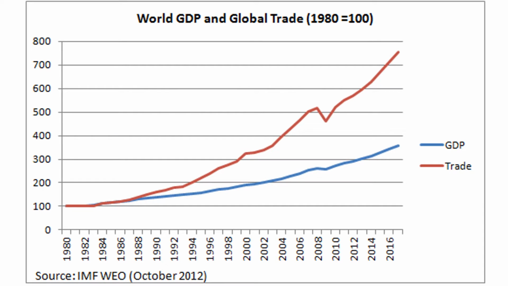This chart here shows us the increase of GDP around the world and the increase in the value of trade around the world. And both are presented as an index with the base year of 1980. And what we can see is that by 2016, while global output has gone up nearly 3.5 times from what it was in 1980, the amount of stuff being traded around the world has gone up by nearly 7.5 times. So there's been a real rapid increase in trade around the world, which has outstripped actually the increase in output around the world.